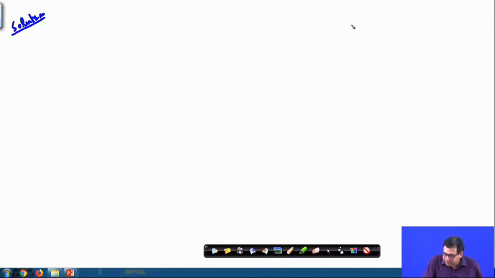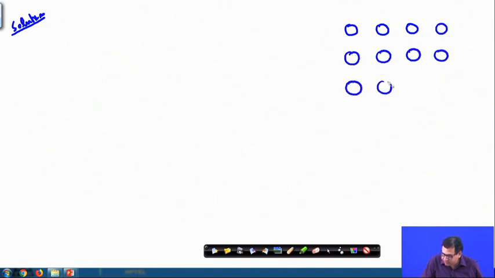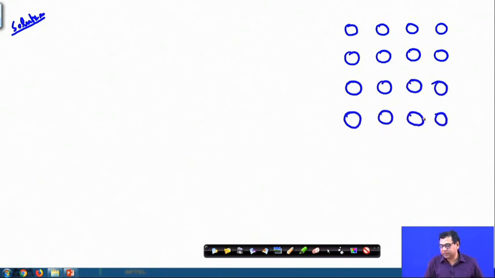So, the 16 piles are arranged like this: 1, 2, 3, 4, 5, 6, 7, 8, 12, 16, okay, 4 cross 4. The spacing between each pile, we have to calculate, and suppose that is S, and the diameter of each pile is 300 millimeter.